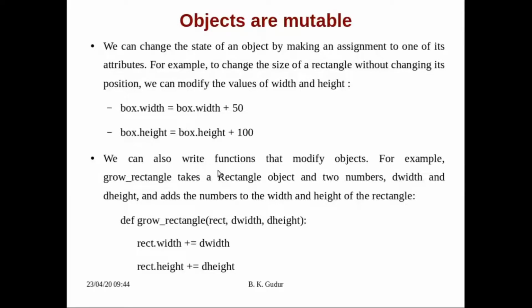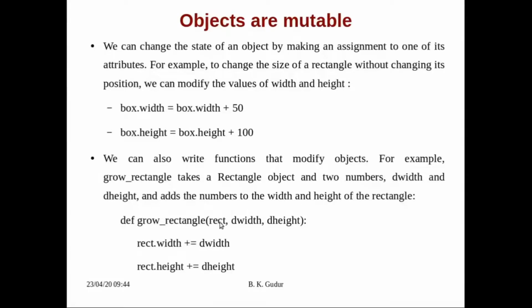Okay. So we can also write functions that modify the object. That means we can explicitly modify the attributes of an object, or we can write functions which will modify the attributes of the object, nothing but modifying the object itself. For example, let us consider a function called grow_rectangle, which takes a rectangle object and two numbers, dwidth and dheight, and adds the numbers to the width and height of the rectangle. Given a rectangle, the rectangle will grow by this much width and this much height. That's the meaning. Here the simple function is there, define grow_rectangle.